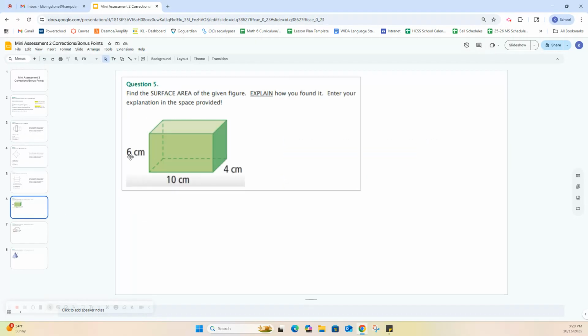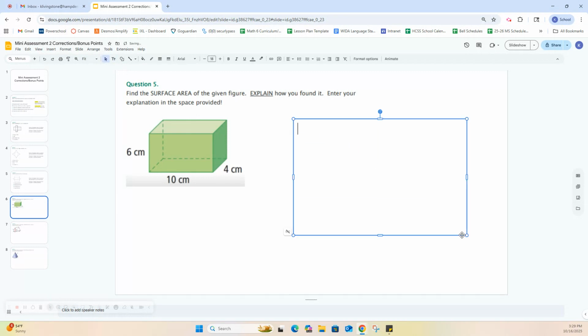Find the surface area of the given figure. Explain how you found it. Enter your explanation in the space provided. All right. We have here a rectangular prism and we're given its dimensions.